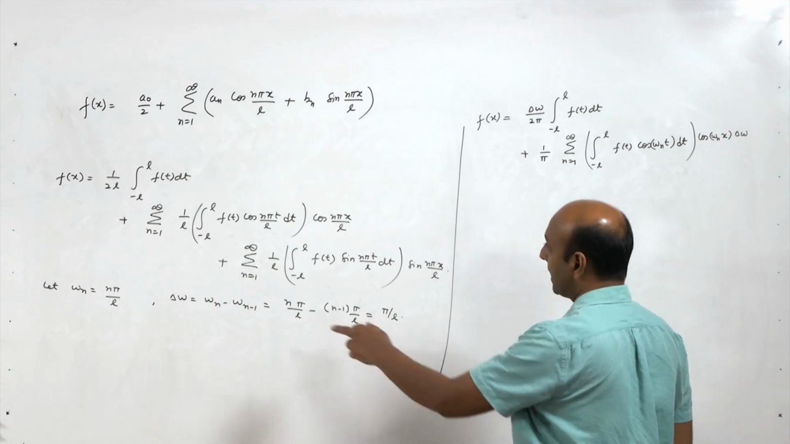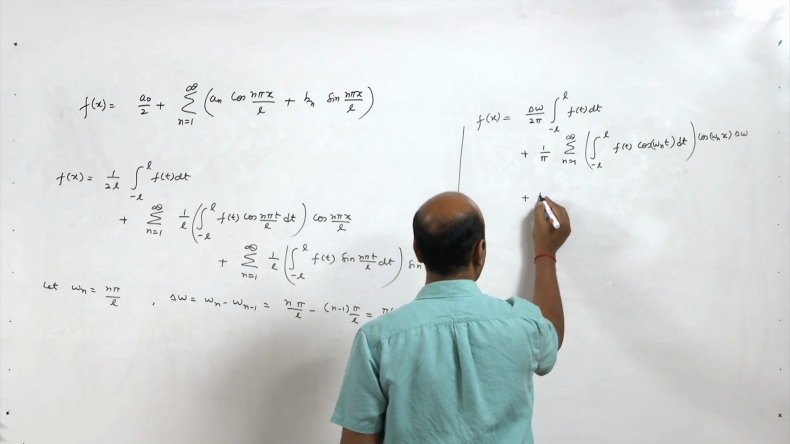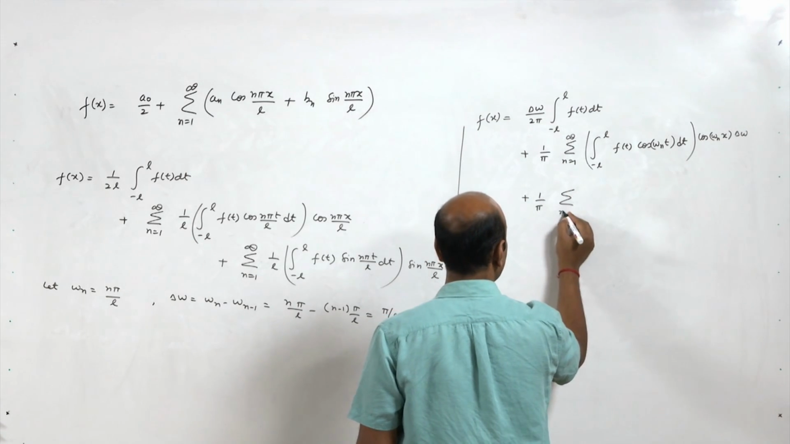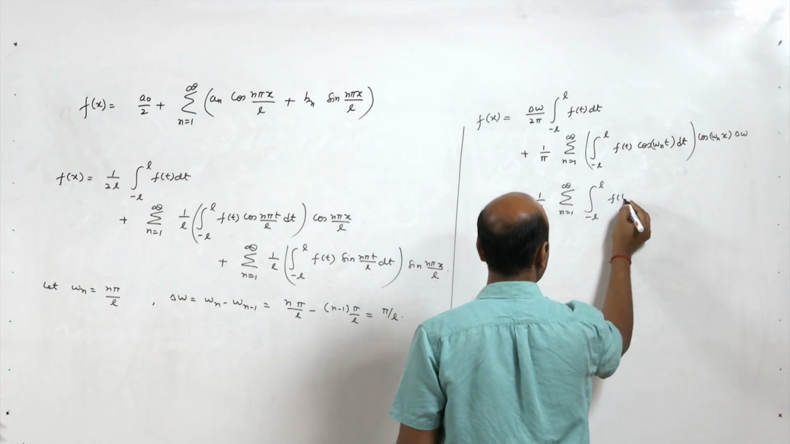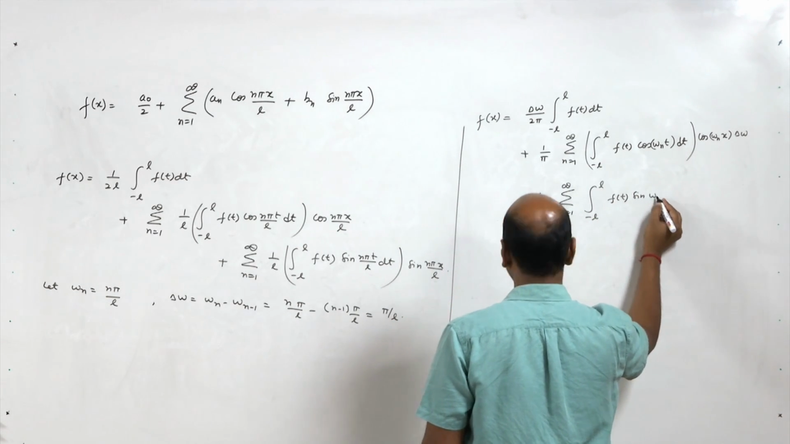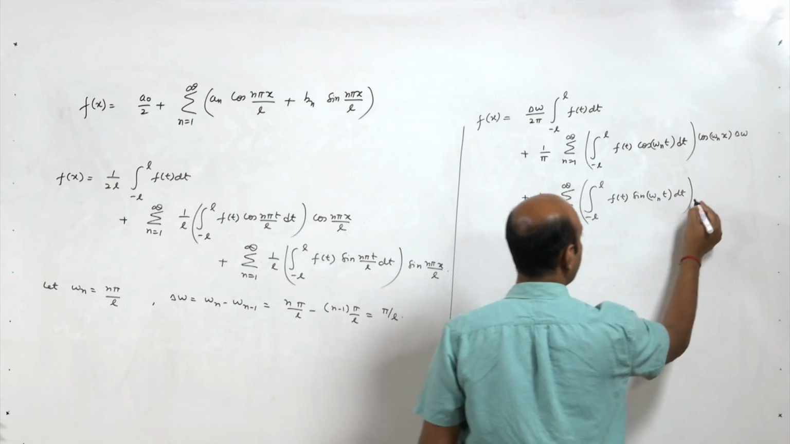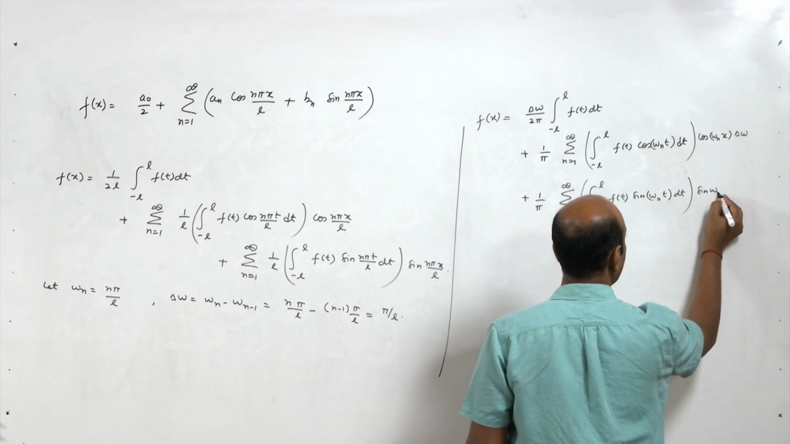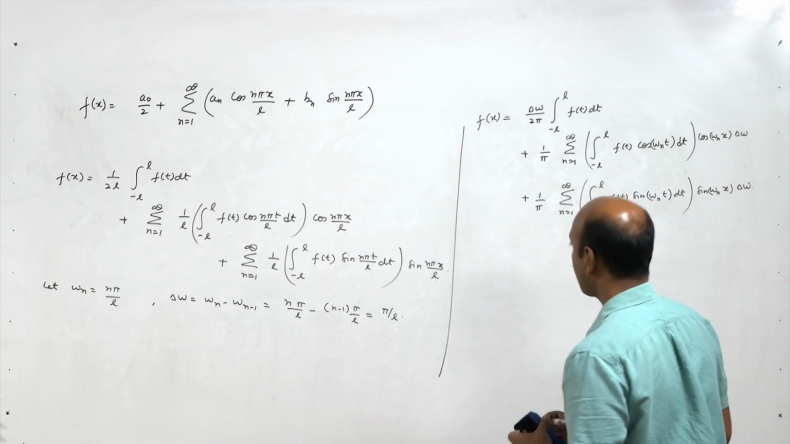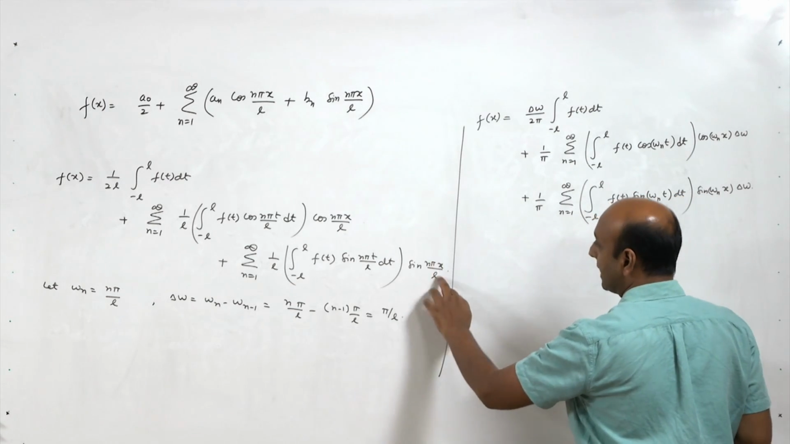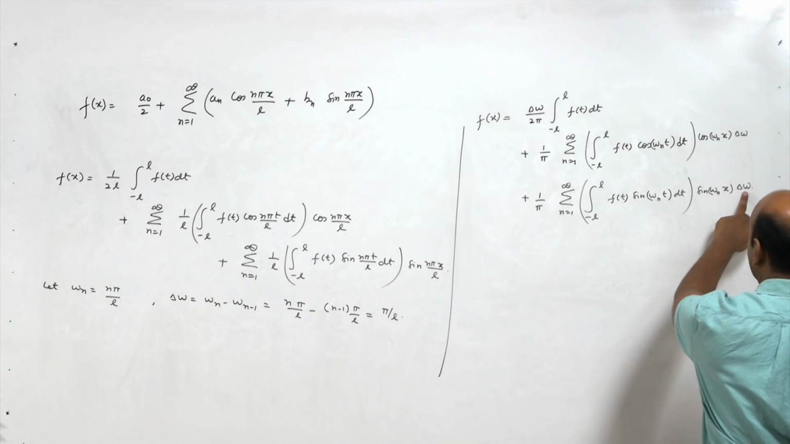Okay, delta omega by pi is here instead of this. So, delta omega is here, and similarly plus 1 by pi summation n varying from 1 to infinity integral minus L to plus L f(t) sin omega_n t dt, and the whole multiplied by sin omega_n x into delta omega, because n pi by L is nothing but omega_n. So, it is omega_n x into delta omega.